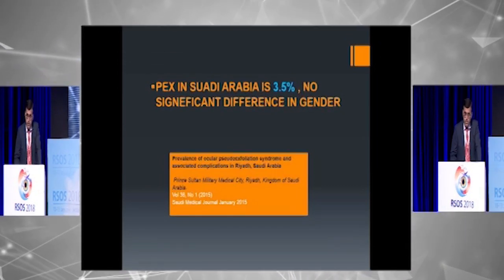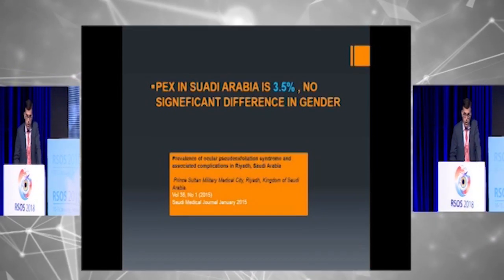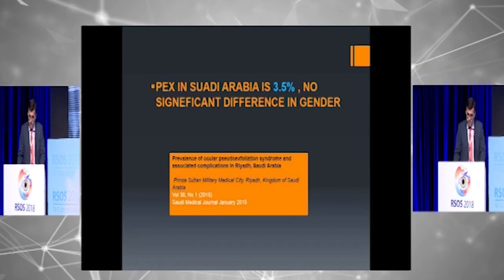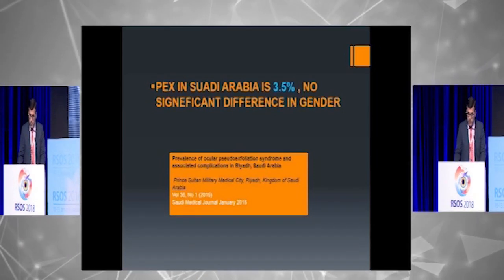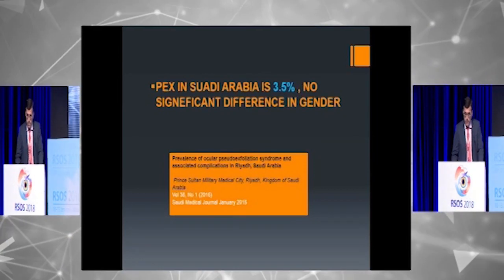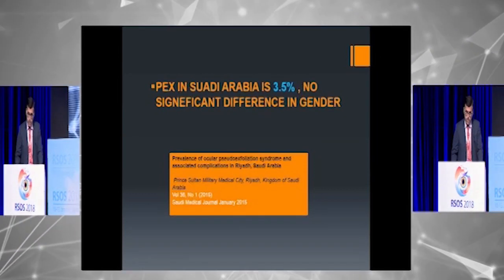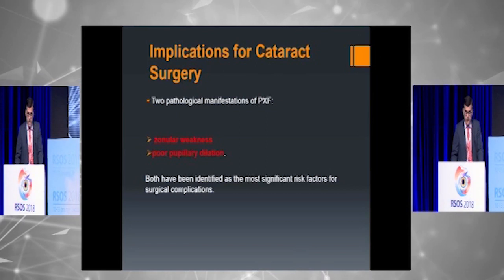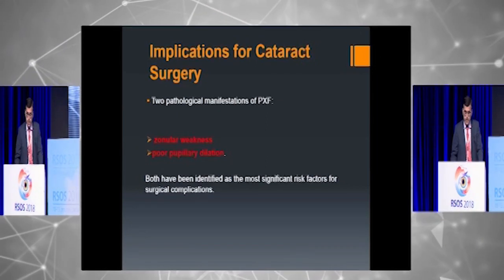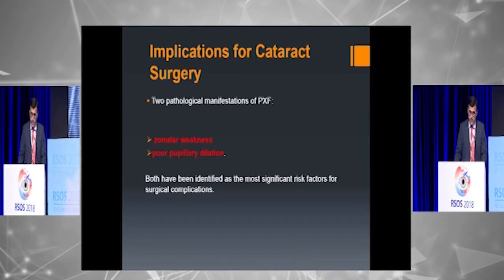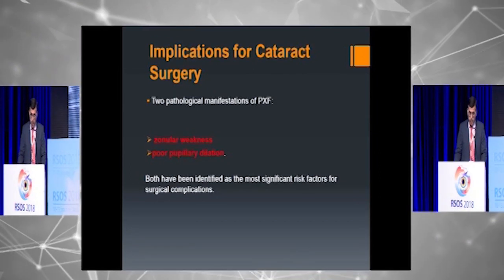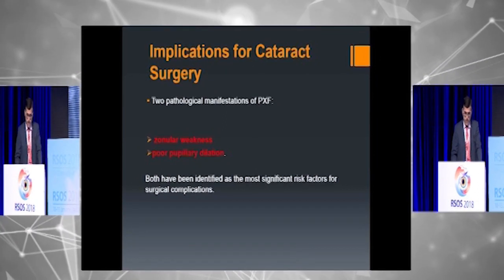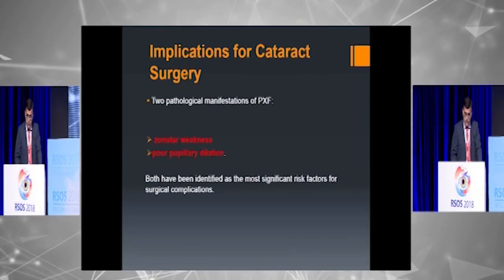Pseudoexfoliation in Saudi Arabia is about 3.5%. There is no significant difference in gender, according to a study published in the Saudi Medical Journal in January 2015 in Prince Sultan Military Medical City in Riyadh, Kingdom of Saudi Arabia. The implications for cataract surgery: there are two pathological manifestations of pseudoexfoliation, zonular weakness and poor pupillary dilatation. Both have been identified as the most significant risk factors for surgical complications.